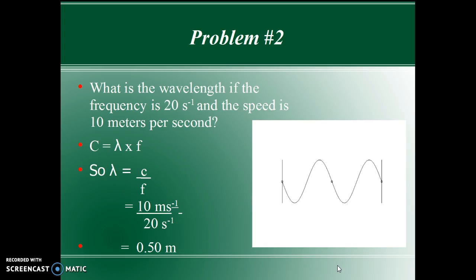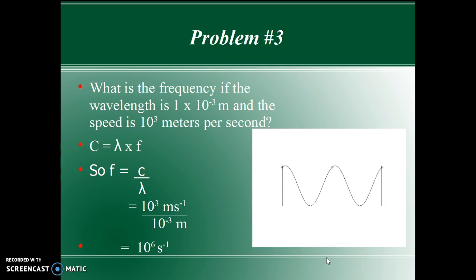Problem 2. What is the wavelength if the frequency is 20 reciprocal seconds and the speed is 10 meters per second? The speed is the wavelength times the frequency, so if we divide both sides by f, the wavelength is equal to the speed divided by the frequency, or 10 meters per second divided by 20 reciprocal seconds, and that's 0.5. Notice reciprocal seconds drops out, it cancels, and we're left with 0.50 meters.